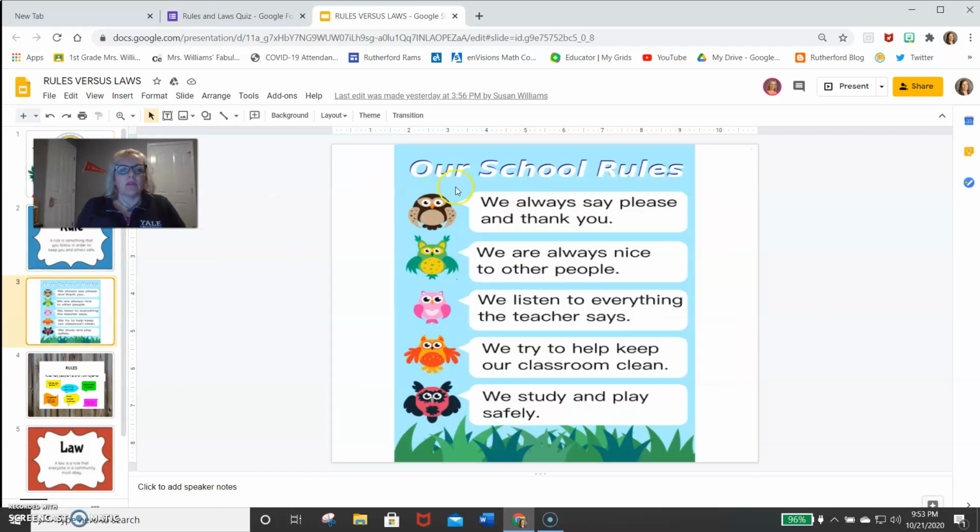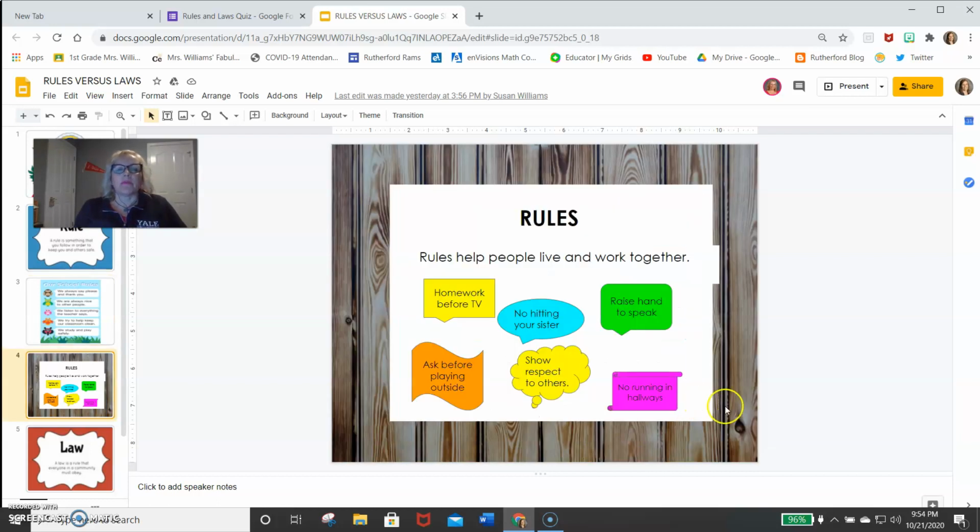And then in our classroom, we have rules. So our school rules, we always say please and thank you. We're always nice to people. We listen to everything the teacher says. We try to help keep the classroom clean, and we study and play safely. These are rules that we're used to having in the classroom to help everyone feel comfortable and know what the expectations are and know how to be successful. Everyone wants to be successful. Rules help people live and work together in a community.